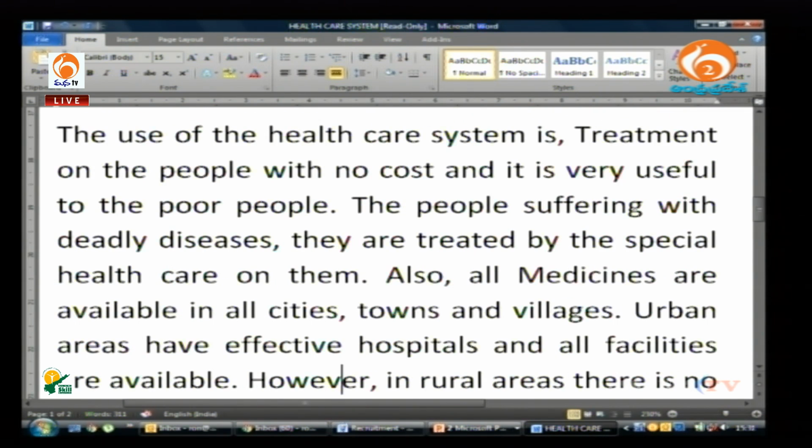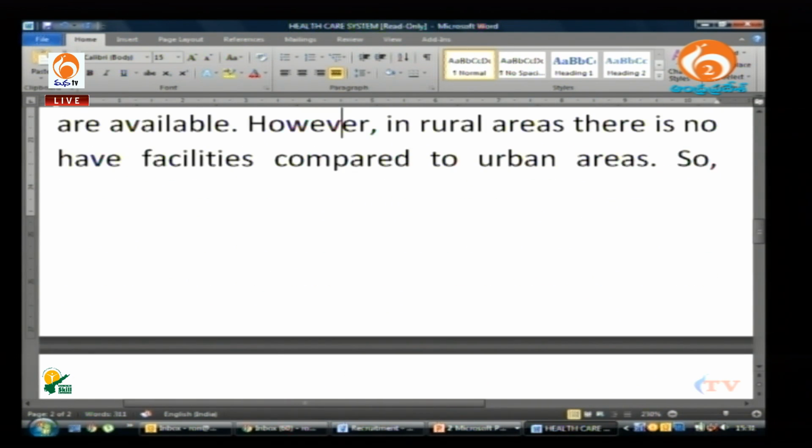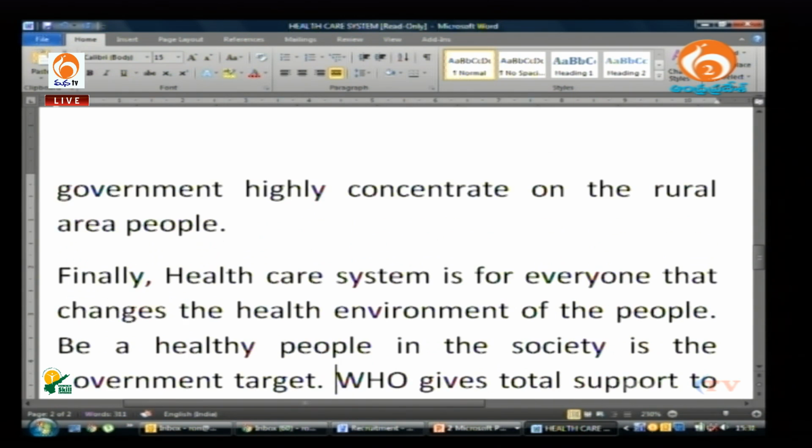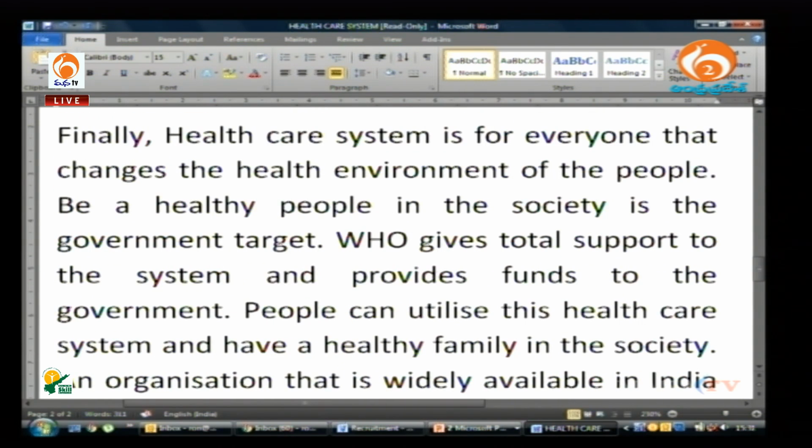Urban areas have effective hospitals and all facilities are available. However, in rural areas, there is no have facility compared to urban areas. So government highly concentrate on the rural area people. Finally, this is the conclusion. Finally, healthcare system is for everyone that changes the health environment of the people. Be a healthy people in the society is the government target.